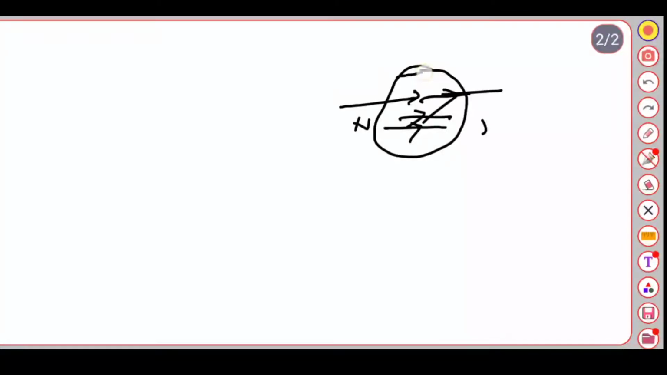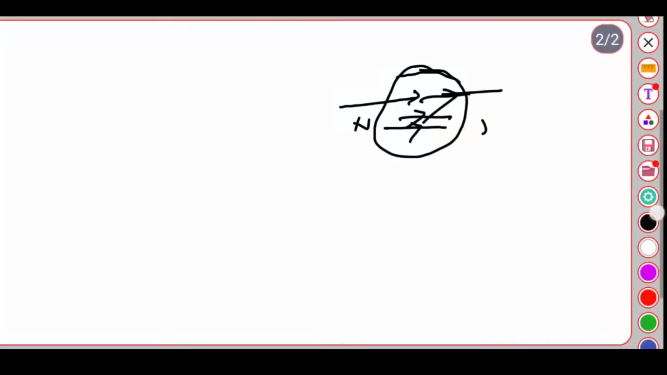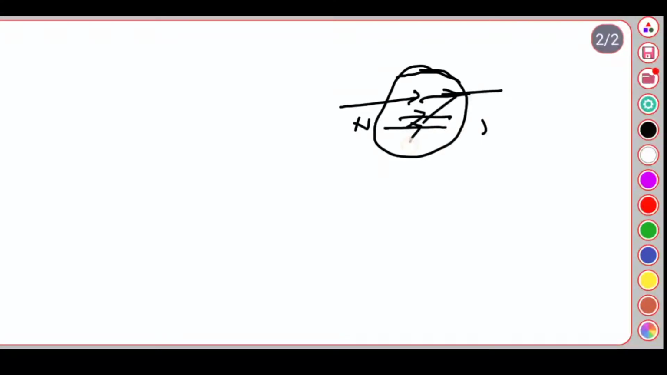No flux. Flux will not be stored here. The flux cannot be stored inside of any closed surface. Hence, the integral of B dot ds evaluated over the closed surface is always 0.